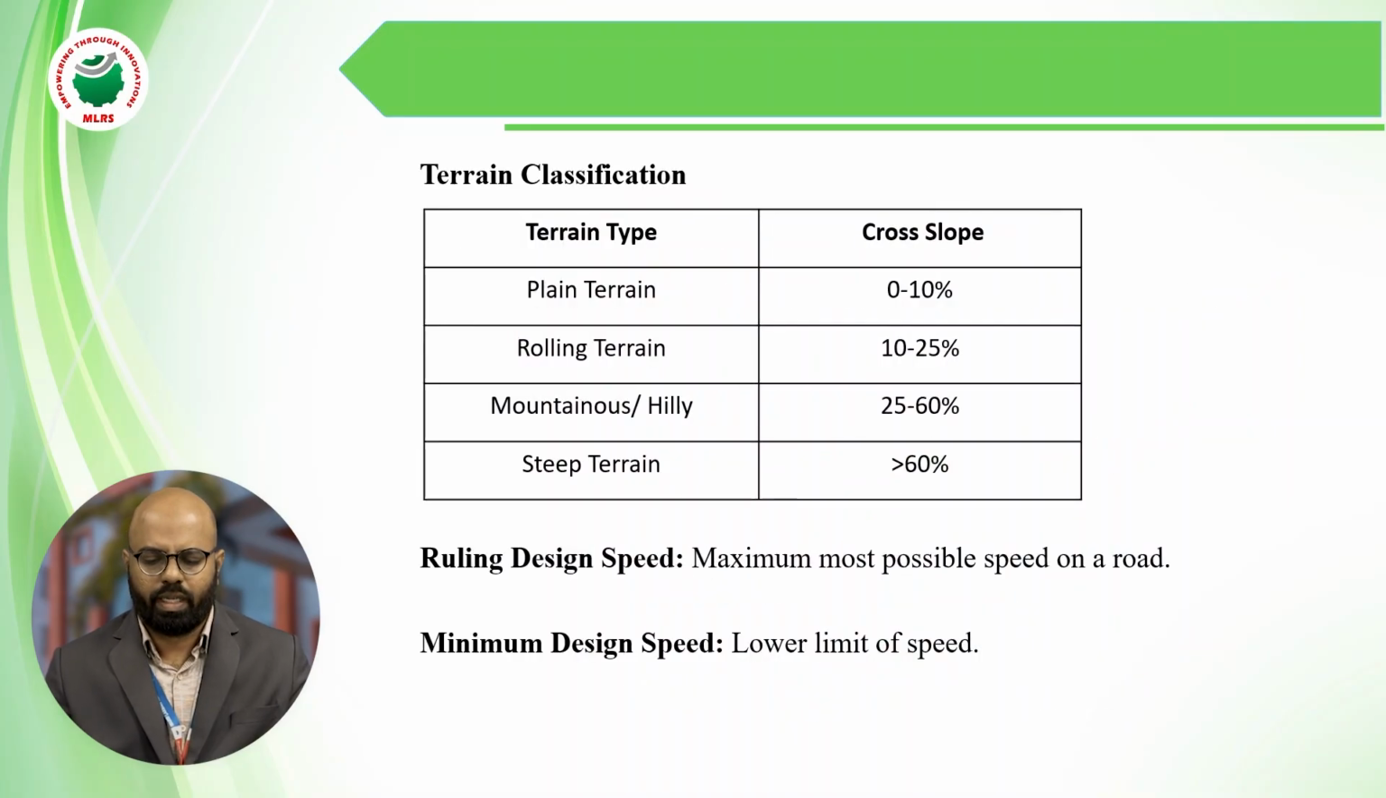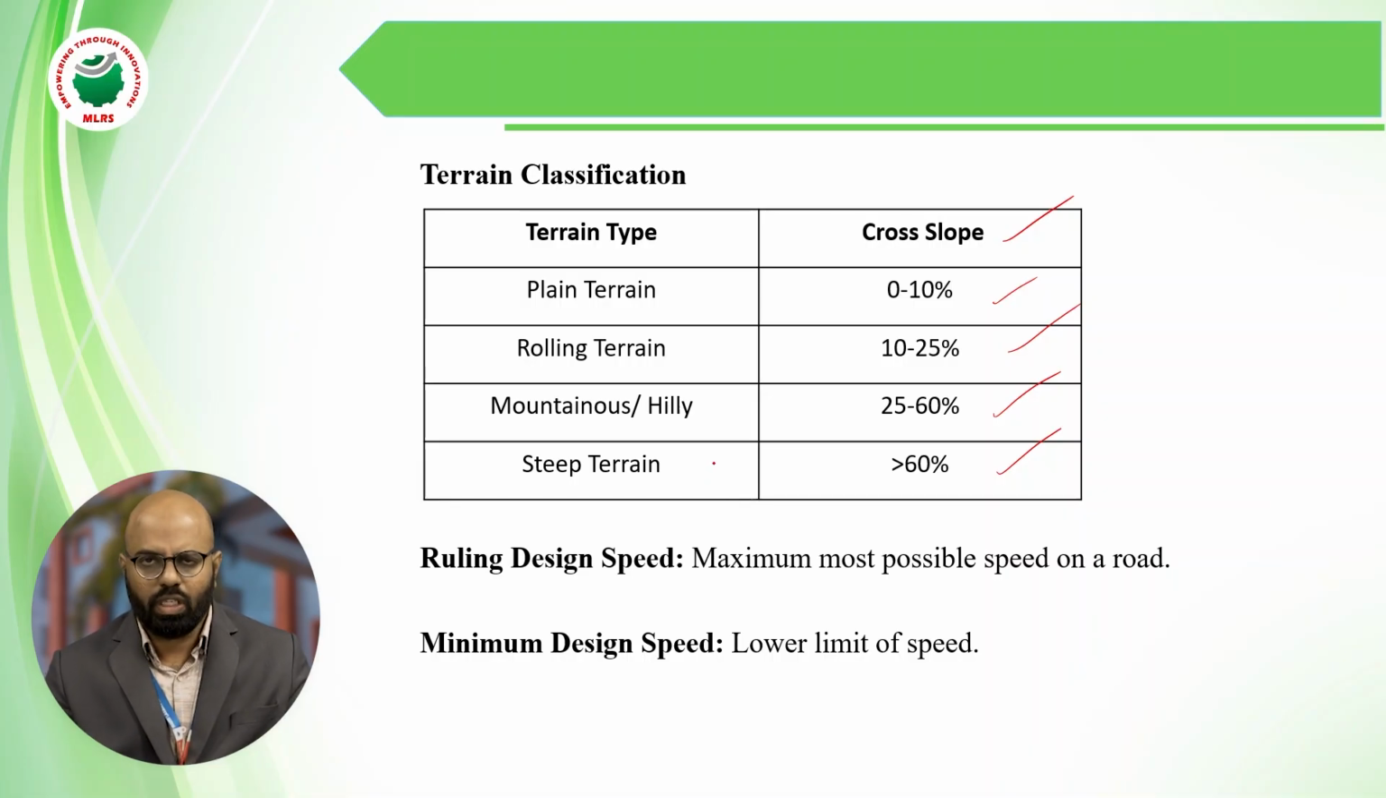And the next is terrain. There are different classifications of terrain: plain terrain, rolling terrain, mountainous terrain, and steep terrain. The terrains are classified based on the cross slope. Cross slope is nothing but the camber. For plain terrain it is 0 to 10% cross slope, for rolling terrain 10 to 25%, for mountainous hilly terrain 25 to 60%, and for steep terrain it is greater than 60%. Based on the cross slope the terrain is classified into four types: plain, rolling, mountainous, and steep terrain.